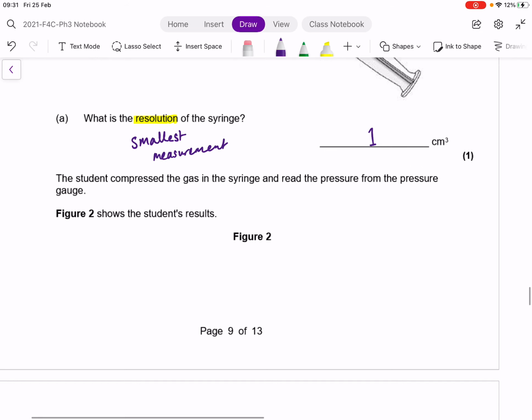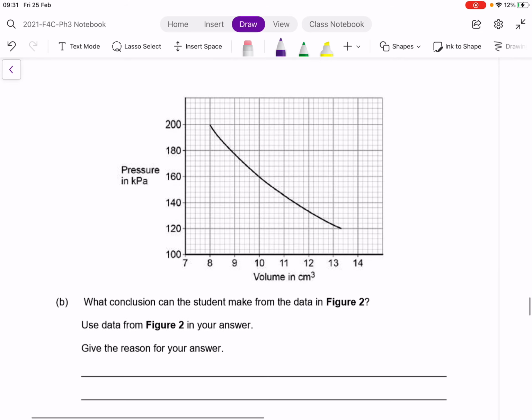Student compresses the gas. Here is the graph. Okay, what conclusions can we draw? A lot of people here said that volume goes up, pressure goes down. And yeah, you're right, but it's not enough at GCSE. We need to do more than that.